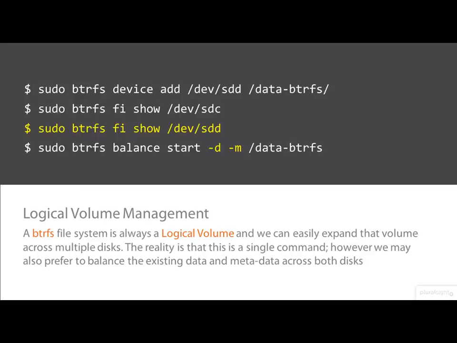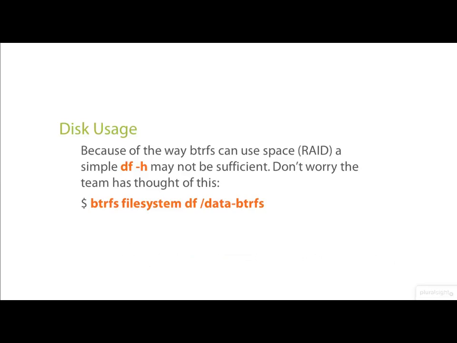The -M option is for the metadata, and the -D option is for the physical data itself. Now when we look at SDC, we should see at least that the data and metadata are a little bit more balanced. In the same way, when we look at our disk-free utilization, it's not going to be so bad where we're just expanding the volume across multiple disks.